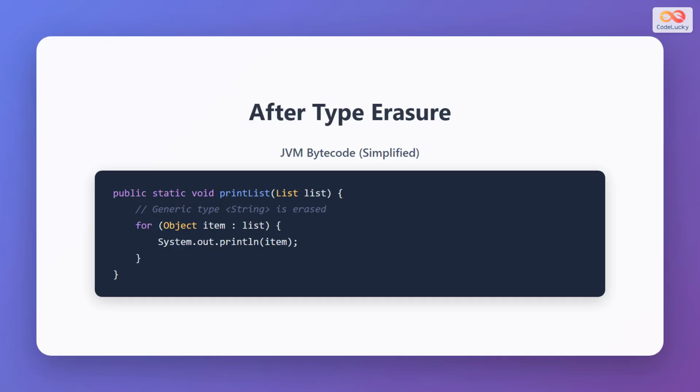But after compilation, the bytecode looks very different. The generic type String is completely erased. The list becomes a raw list with no type parameter. Each item in the loop is treated as Object, not String. This is type erasure. The generic type information is stripped away during compilation.